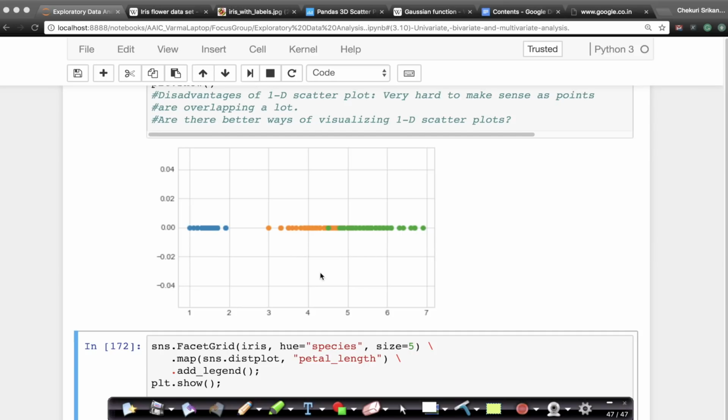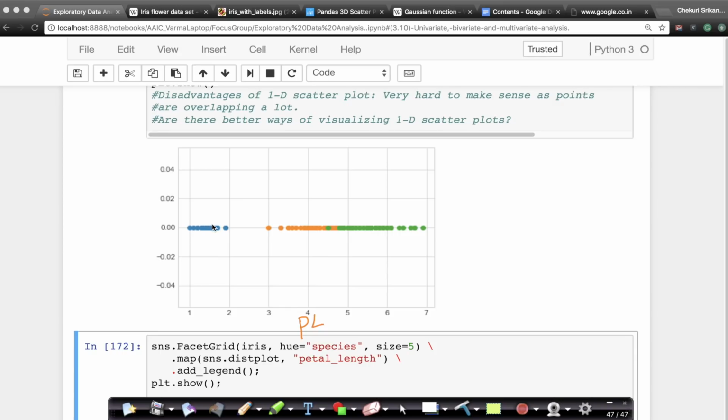Now, of course, I know I'm missing the legend and I'm missing axes here, so I'll write that down quickly. My x-axis here is petal length. My y-axis means nothing, and hence you see all the values at 0. This is your setosa, this is your virginica, and this is your versicolor. Your green is versicolor, your orange is virginica, your blue is setosa.